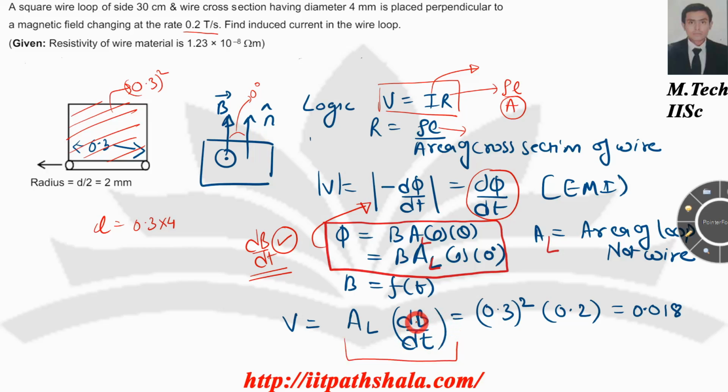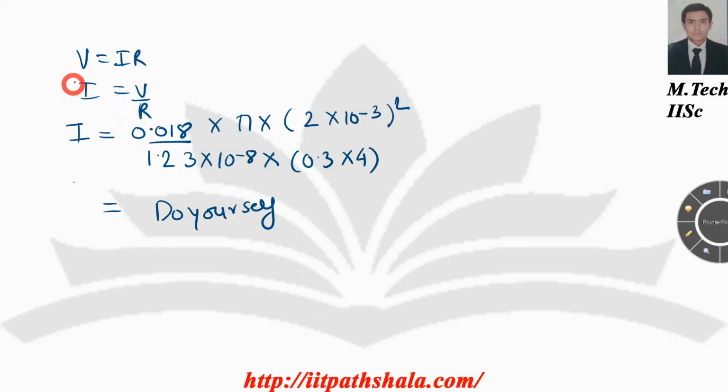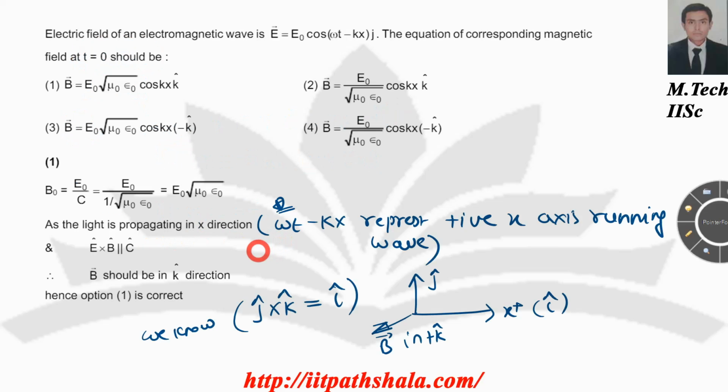Now B is a function of time, so you will be having dB by dt, and you are equipped with the value of dB by dt to be equal to 0.2. Okay, just put it over here and find the value of V, which is coming out to be 0.018 for me. Now put every value in the following V equal to IR, and you will be landing up with the value of I. Do it yourself and please mention it under the comment section. What's the value of I you are having?